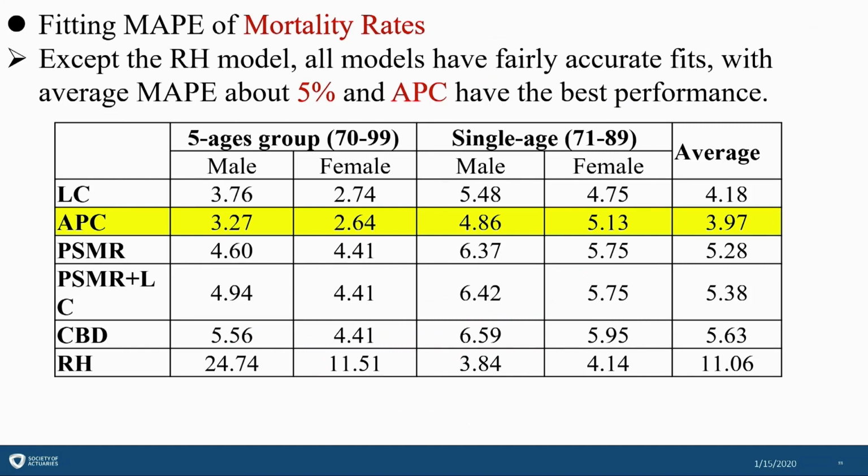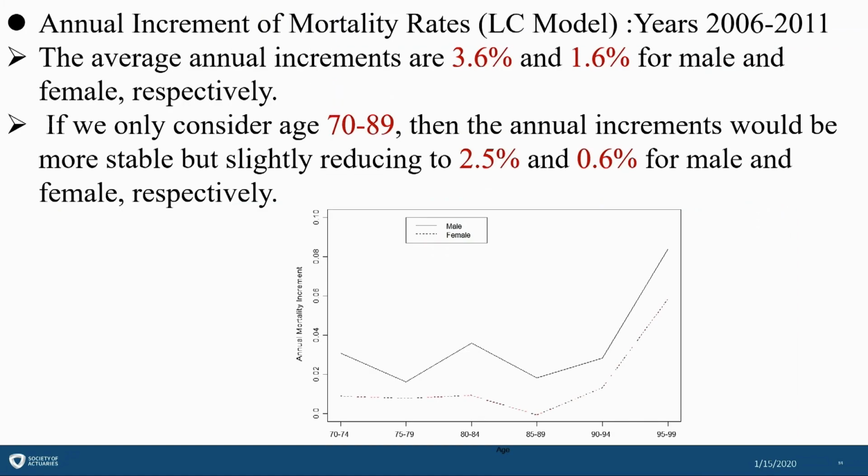Let's move to the mortality rates. We find the MAPE is above 5%, and the APC has the best performance. Also, we use the Lee-Carter model to find the annual increment of mortality rates, for the years 2006 to 2011. The average annual increments are 3.6% and 1.6% for male and female.